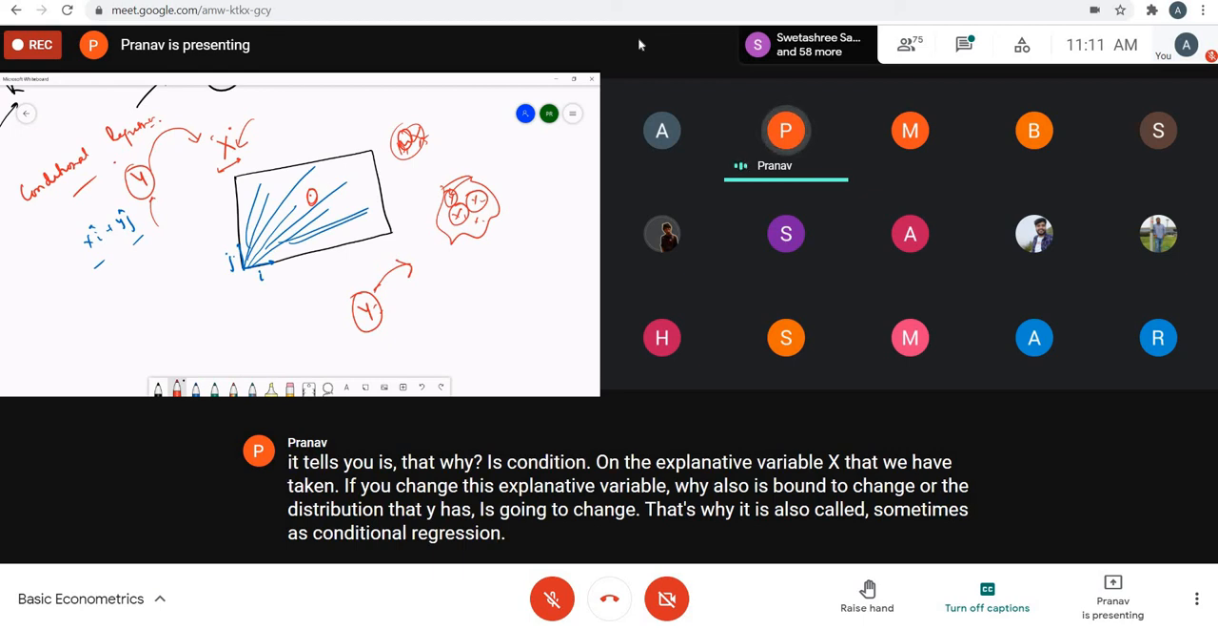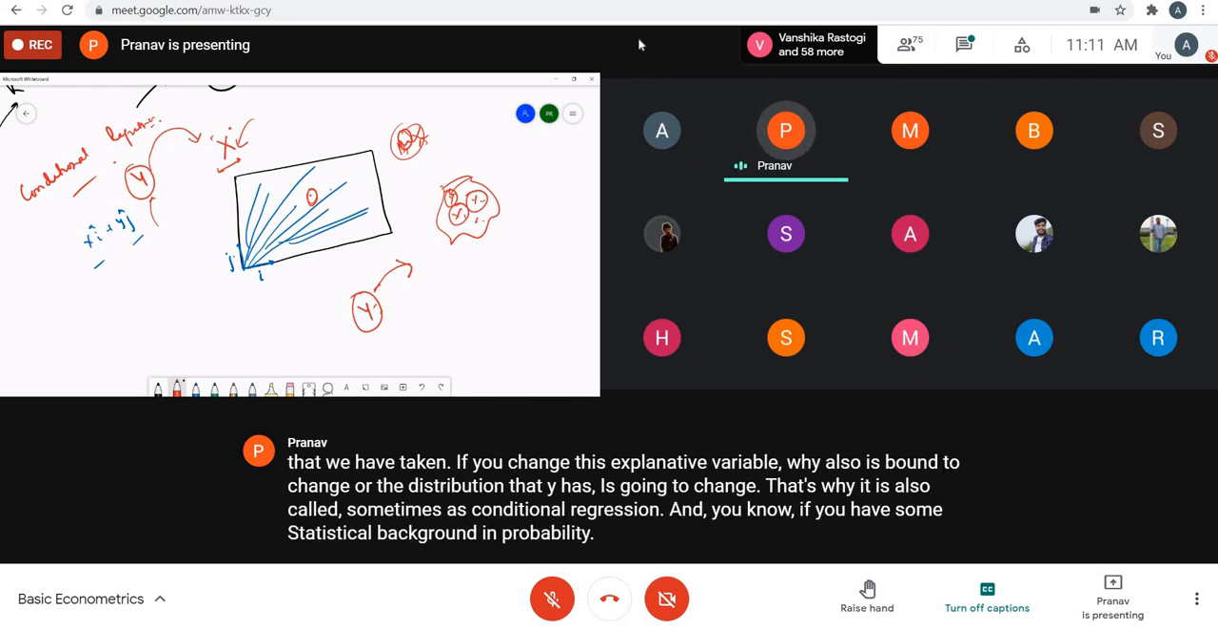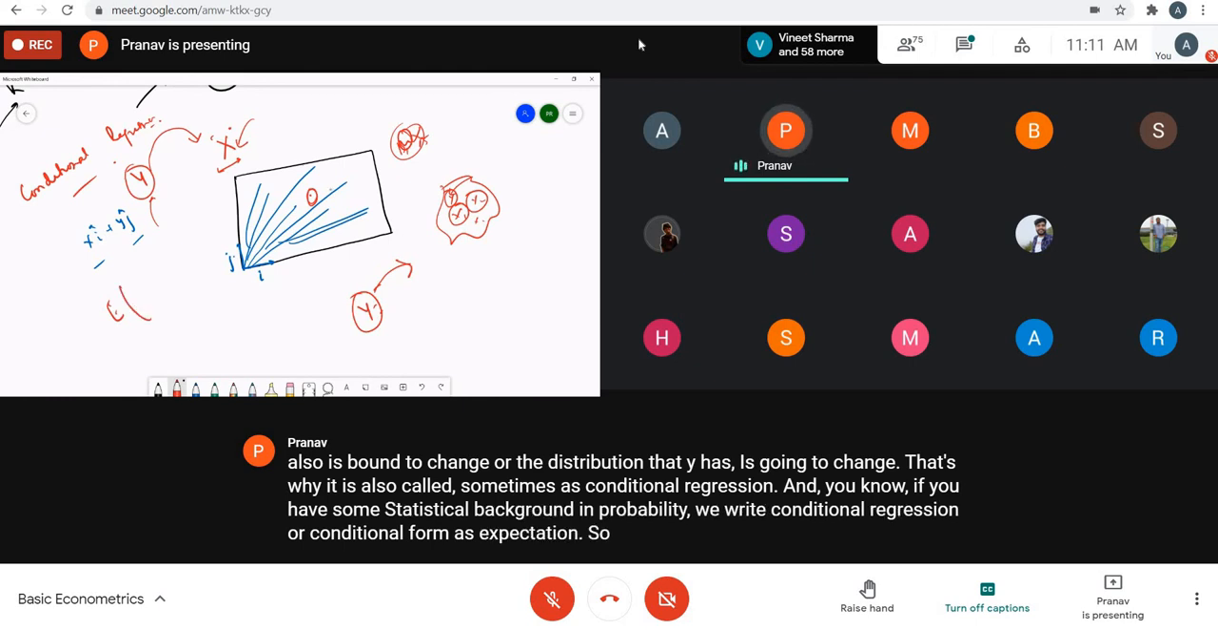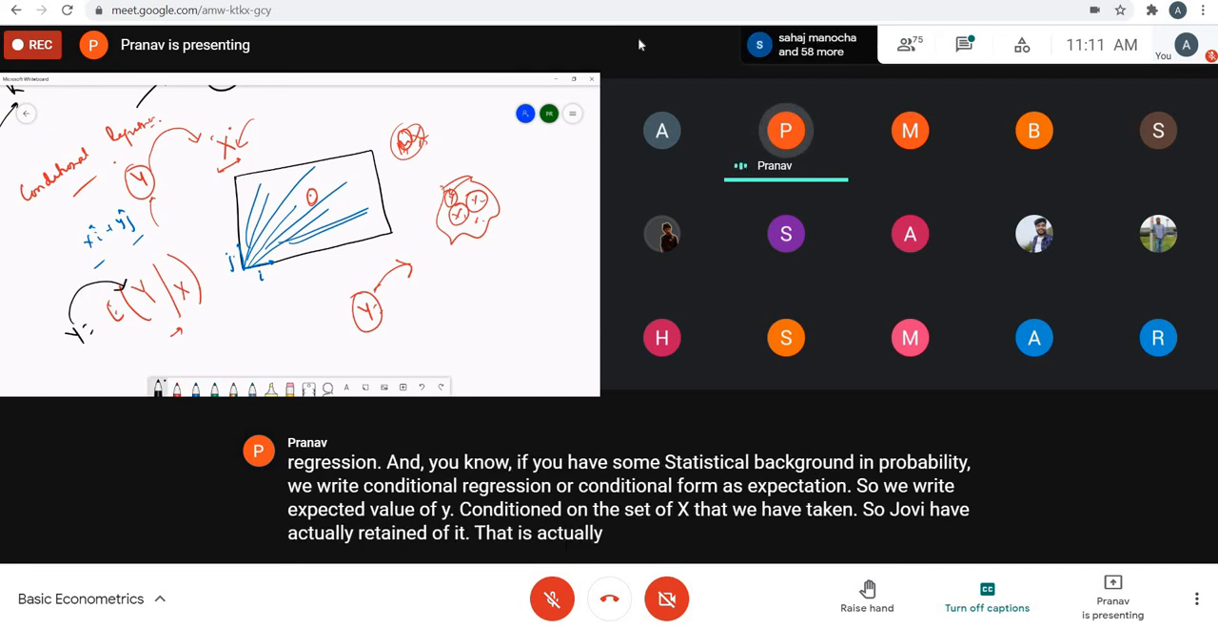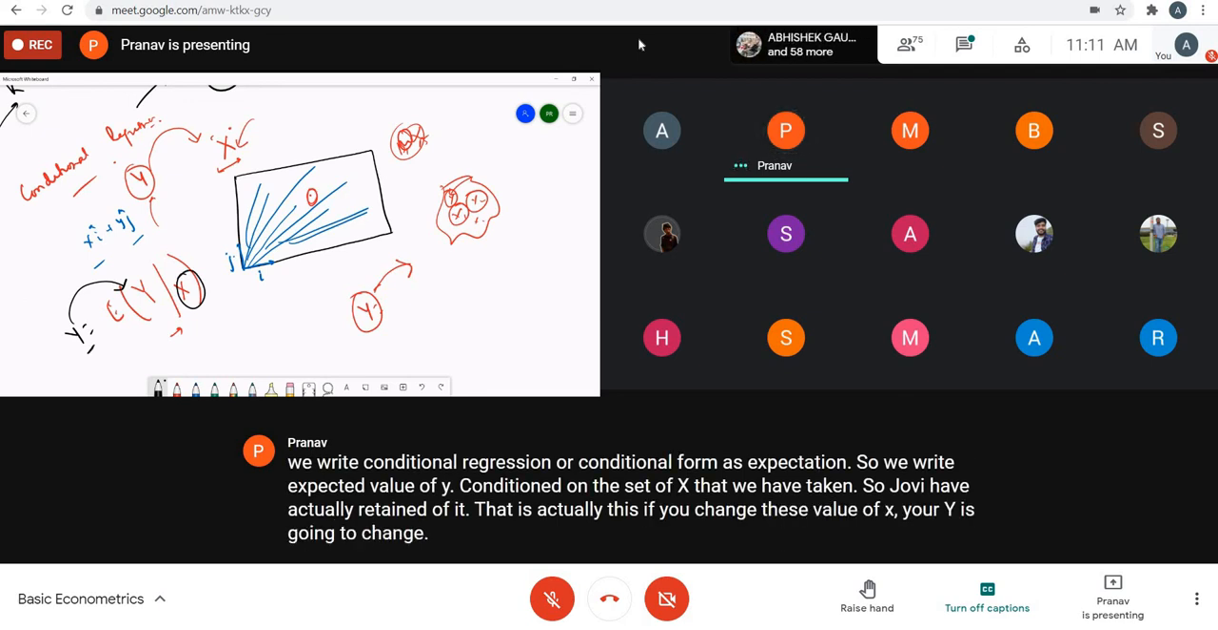And if you have some statistical background, in probability we write the conditional form as expectation. So we write the expected value of y conditioned on the set of x that we have taken. So the y that we actually write here is actually this. If you change these values of x, your y is going to change. We'll discuss this, but you have to understand this.